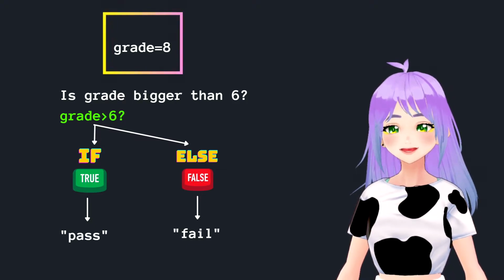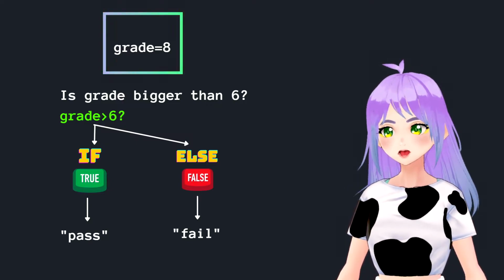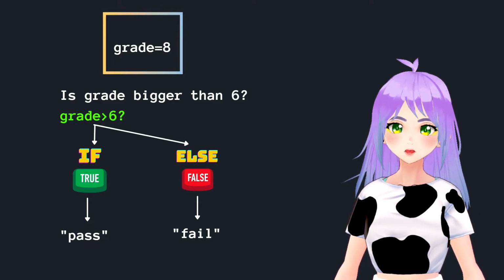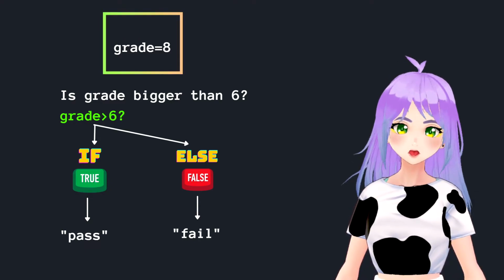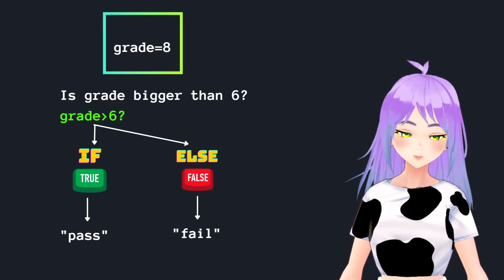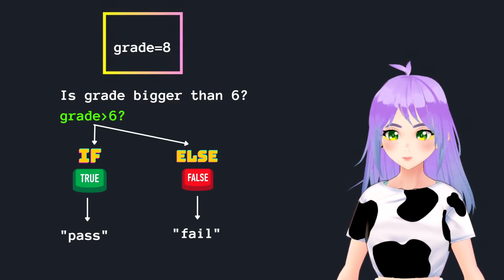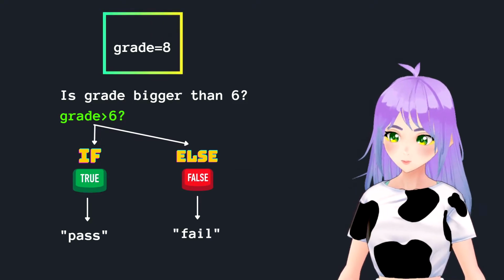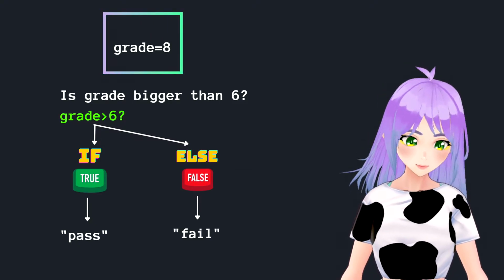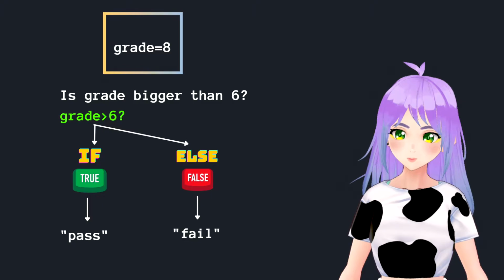So we can see this graphically. We can ask Python, hey Python, is my grade bigger than 6? If true, please return pass, and else, meaning that if it's false, return a fail.